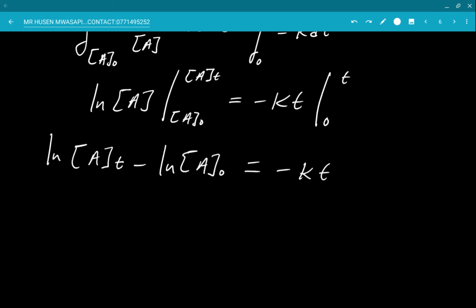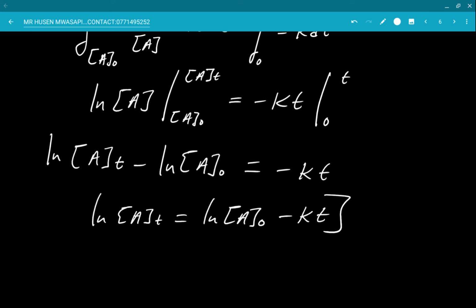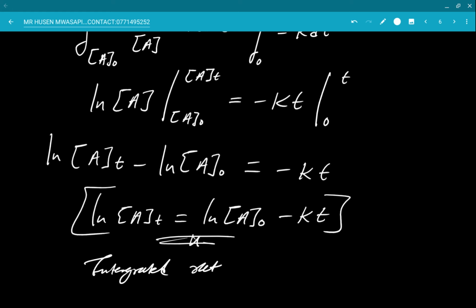So, if you make ln concentration A at a period of time t the subject, you end up having ln[A] after some time t being equal to ln[A] at the initial point minus kt, and you have this. So this is called the integrated rate law for a first order. This is what you have for a first order.